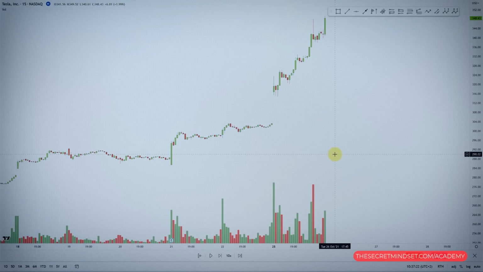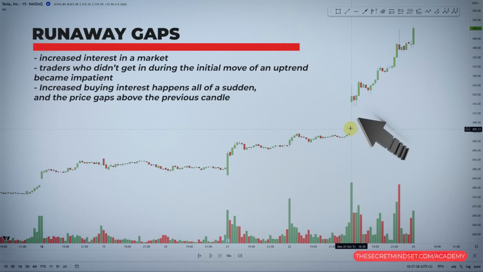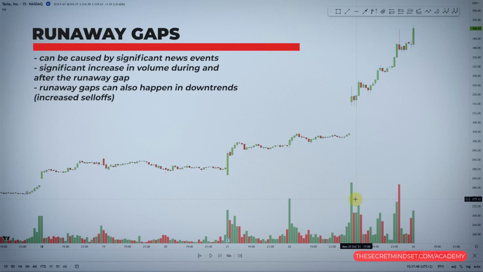Runaway gaps are best described as gaps caused by increased interest in a market. Runaway gaps to the upside typically represent traders who didn't get in during the initial move of an uptrend, and while waiting for a retracement in price, decided it was not going to happen. Increased buying interest happens all of a sudden, and the price gaps above the previous candle. Also, a strong uptrend can have runaway gaps caused by significant news events that cause new interest in the market. In this example, pay attention to the significant increase in volume during and after the runaway gap.